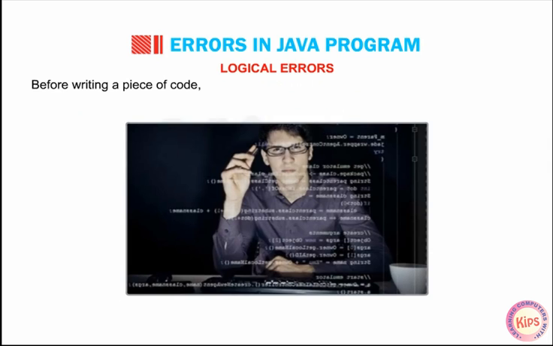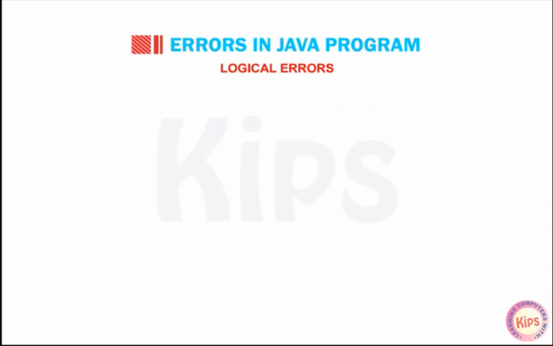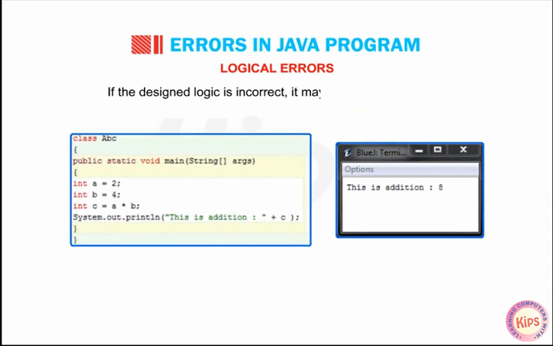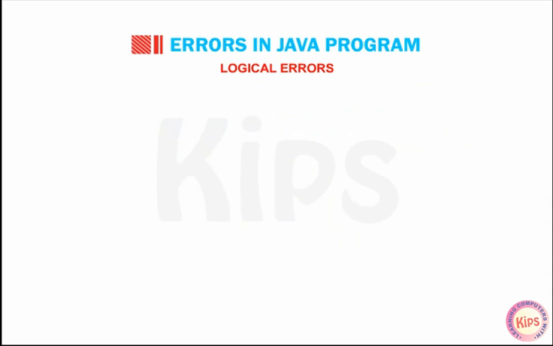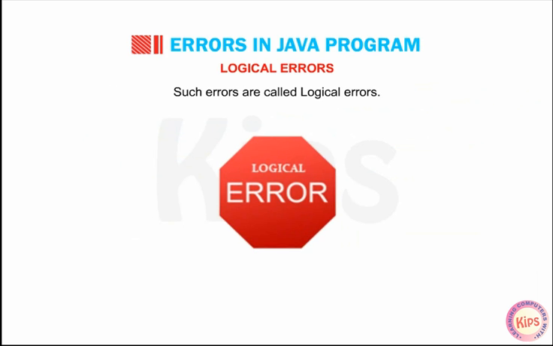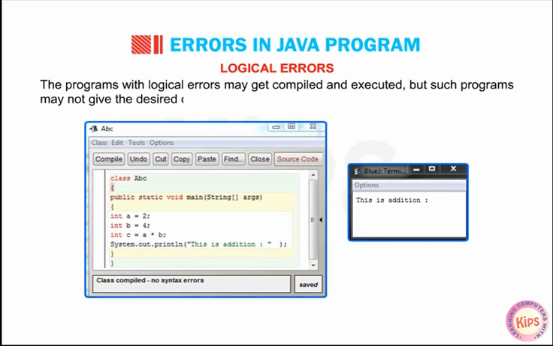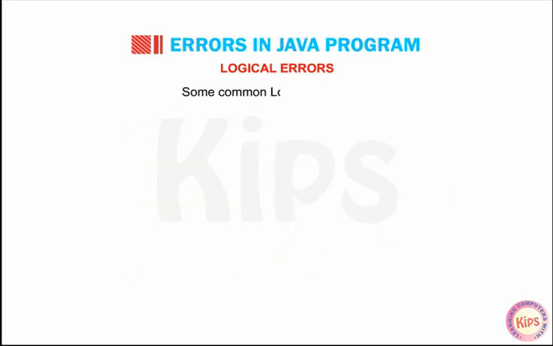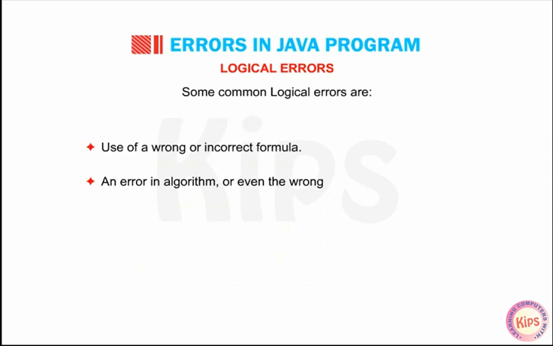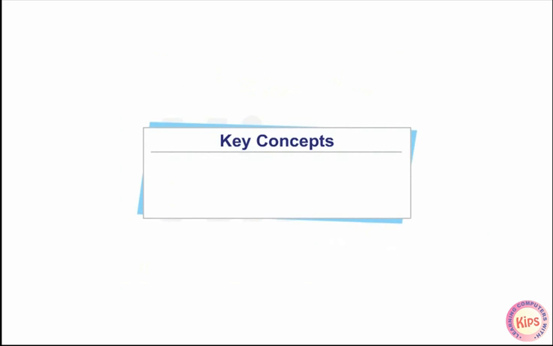Logical errors. Before writing a piece of code, a good programmer always designs a programming logic in his mind. If the design logic is incorrect, it may lead to wrong output. Such errors are called logical errors. The programs with logical errors may get compiled and executed, but such programs may not give the desired output. Some common logical errors are use of a wrong or incorrect formula, an error in algorithm, or even the wrong selection of an algorithm.